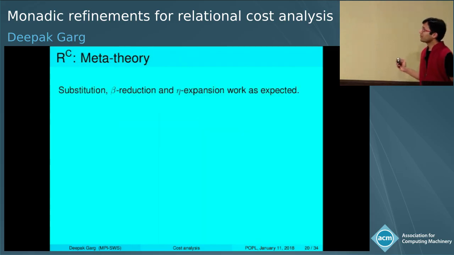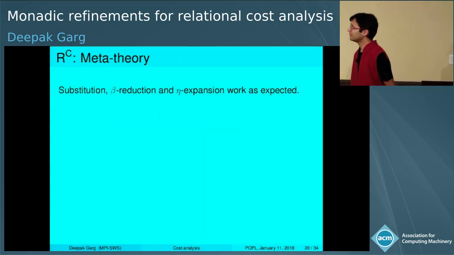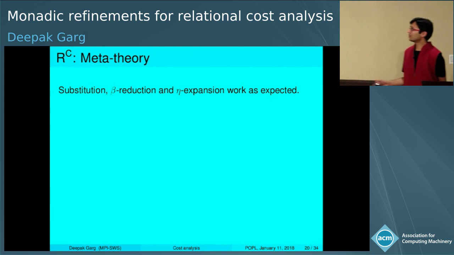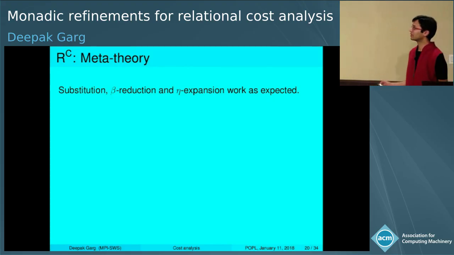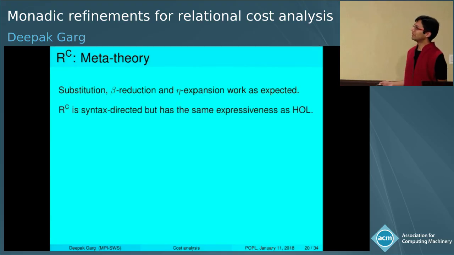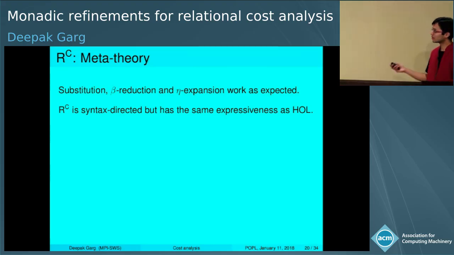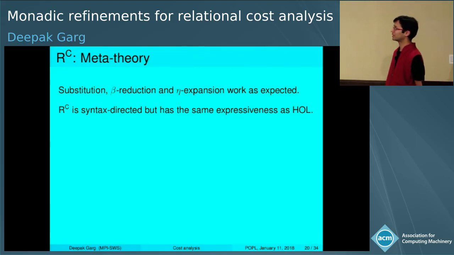Okay? Now, let's talk briefly about the meta theory. These are the main results that we prove. So essentially what you can show is that all nice syntactic properties, am I out of time? Just 2-3 more minutes. So all nice syntactic meta properties such as substitution, beta reduction, eta expansion, like global soundness and completeness continue to work as expected. But importantly, you can again show that RC, even though it's syntax directed, has exactly the same expressiveness as HOL, of course with its equality extended to the monadic expressions.